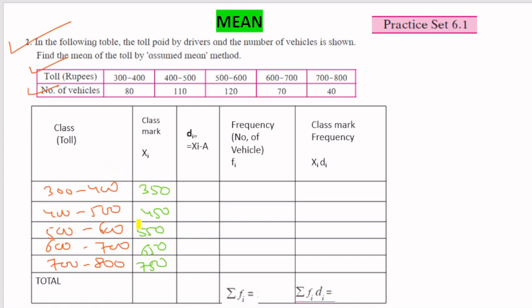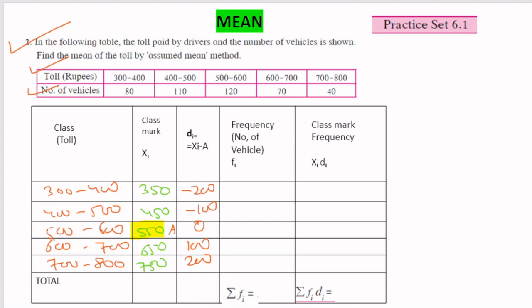Let's assume something. We have 550 as the mean. I can say that 550 is the mean that we have assumed, as I have shown in the example. Now what you have to do is subtract each class mark from the assumed mean. For example, here 350 minus 550, it will be minus 200. Similarly here, 450 minus 550 is minus 100, it will be 0, same thing. And here it will be plus 100 and here it will be plus 200.